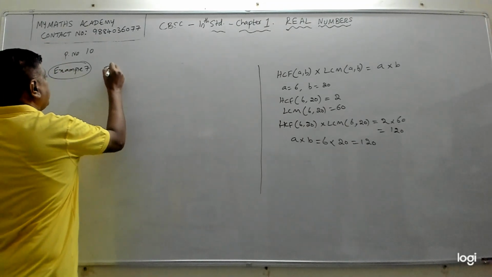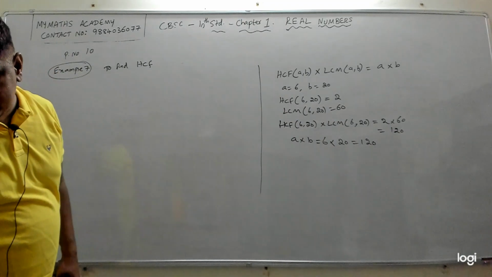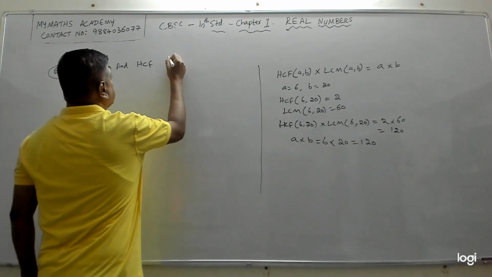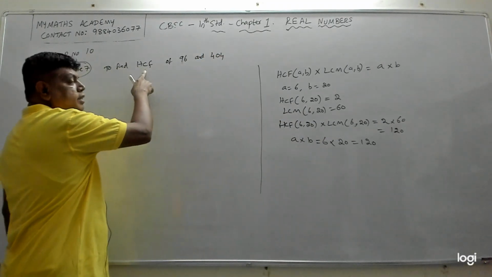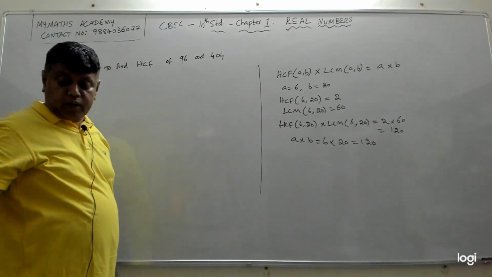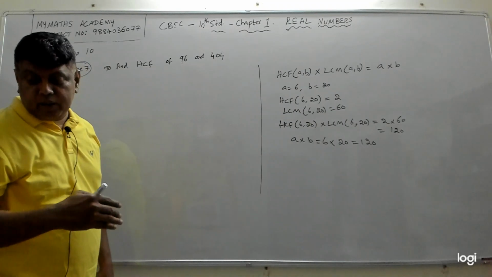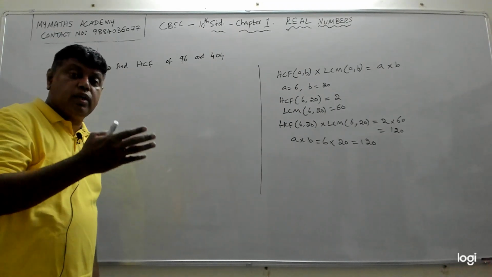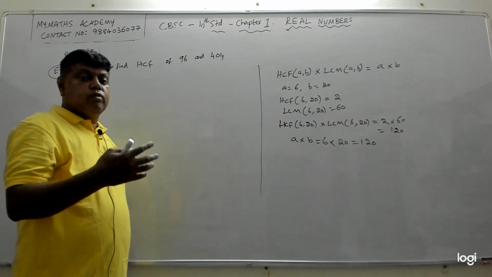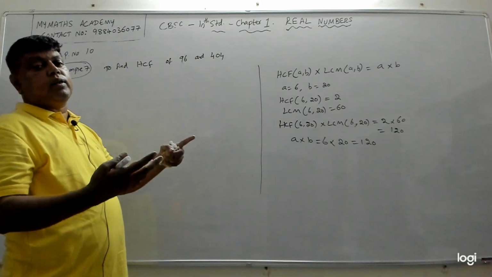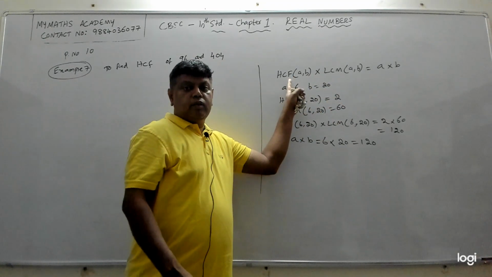What do we have to find? The HCF of 96 and 404. For these two numbers, first we should find the HCF using the prime factorization method. That is given in the book. Using prime factorization, we should find the HCF, and then hence find their LCM. After finding the HCF, we have to find the LCM. They are saying hence find LCM, which means using the HCF we should find the LCM, which means we should use this relationship.